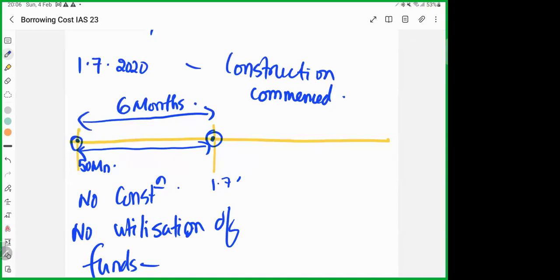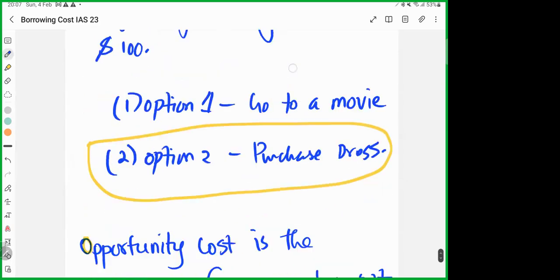Okay, so let me continue. Do you see that I have 50 million from 1 January 2020 until 30 June 2020, this money is sitting with me without any use. You understand that? Yes. So accordingly, a prudent financial manager, what will he do for these 6 months? You invest it. Exactly, I'm expecting that answer.